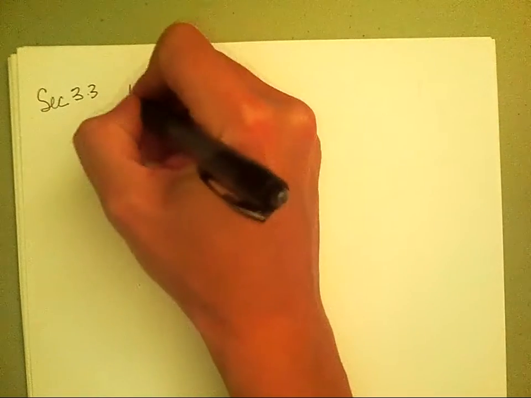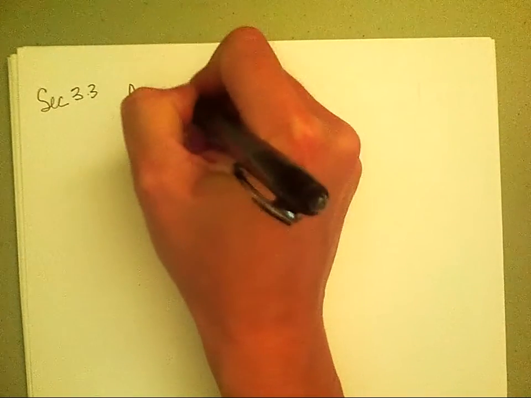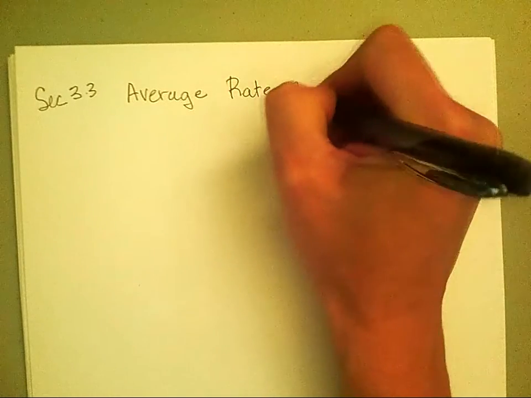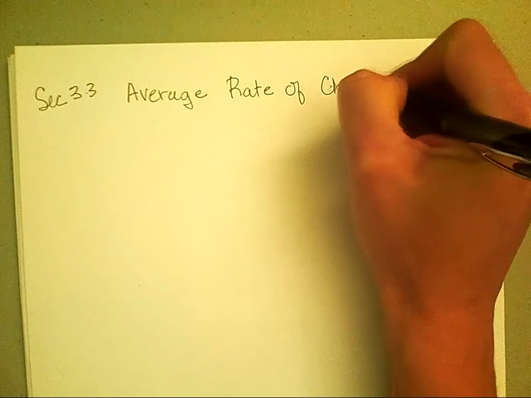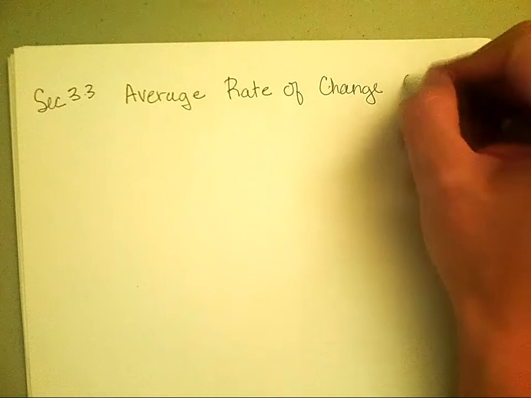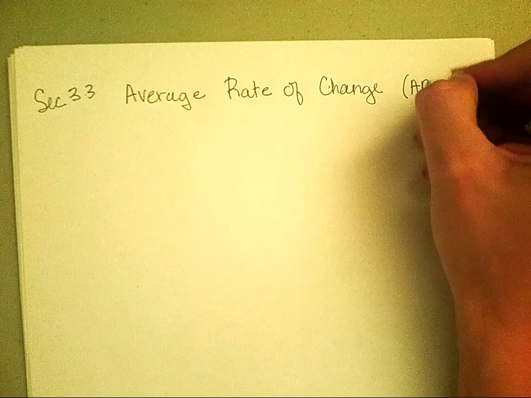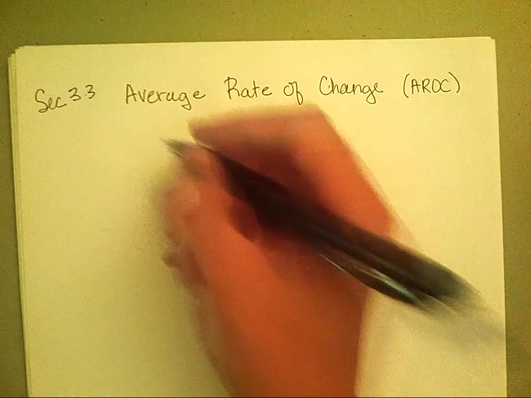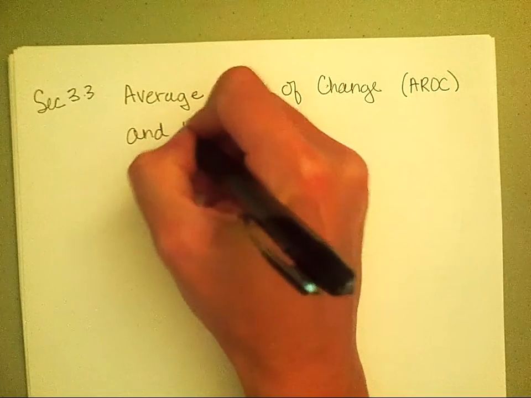Okay, so today we talk about section 3.3. This is where we talk about the average rate of change. And since we'll be using this a lot, let's just abbreviate this to AROC, okay, the average rate of change, and the behavior of graphs.